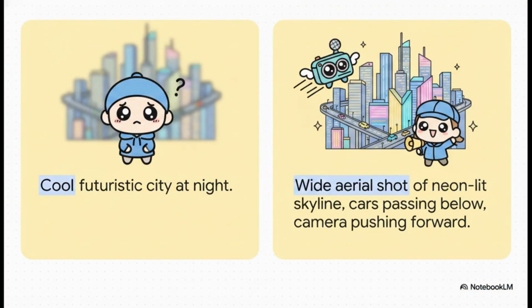If you want professional results, you've got to stop acting like a software user and start acting like a film director blocking a scene. Let's compare a beginner prompt like "cool futuristic city at night" to a real director's prompt. "A wide aerial shot of a neon-lit city skyline at midnight, cars passing below, camera slowly pushing forward." See the difference? That first one is just a vague vibe. You're leaving all the compositional choices to the AI. And honestly, you'll probably just get something generic. The second one defines the shot type, the lighting, the secondary motion of the cars, and the exact camera movement. You're translating cinematic logic into visual reality.